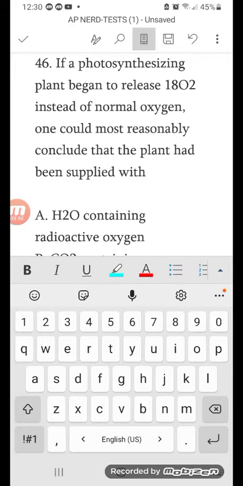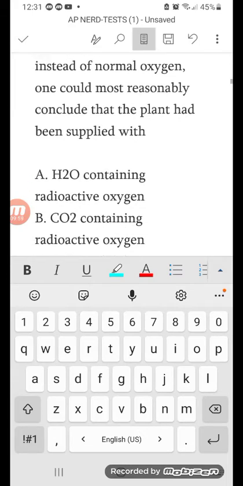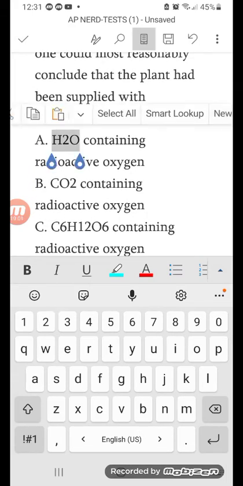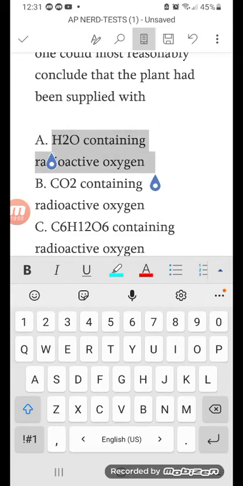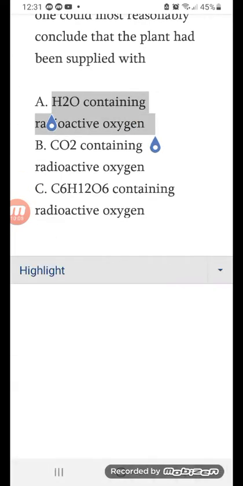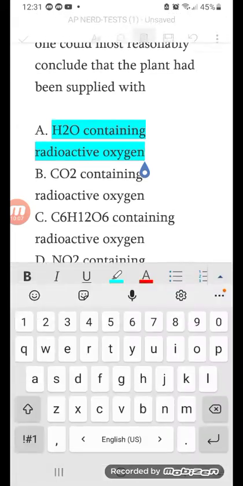To make sure, because scientists always have a dilemma. Plants release oxygen. This oxygen released by plants, is it coming from H2O or is it coming from CO2? CO2 has oxygen and H2O has oxygen. Of course, they concluded with radioactive isotopes that it comes from H2O containing radioactive oxygen. So the oxygen released by plants is coming from water.